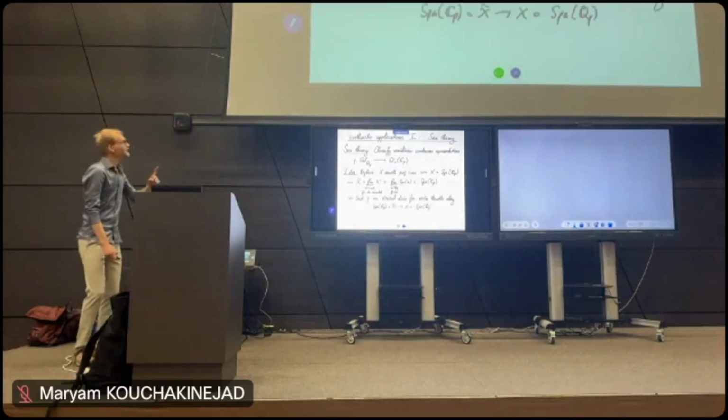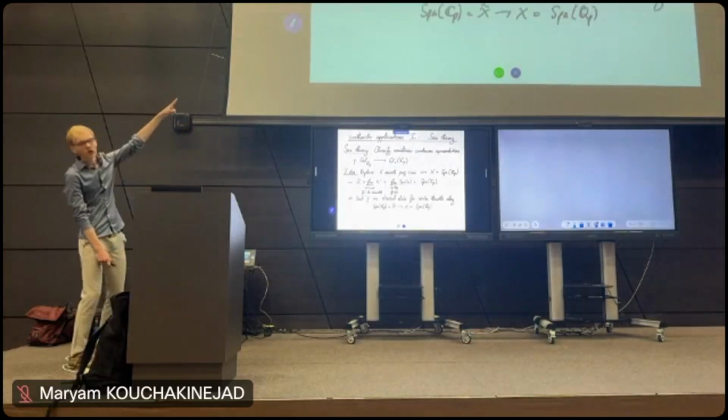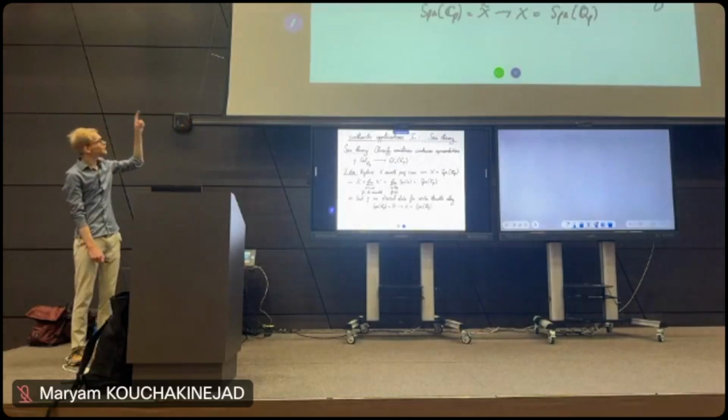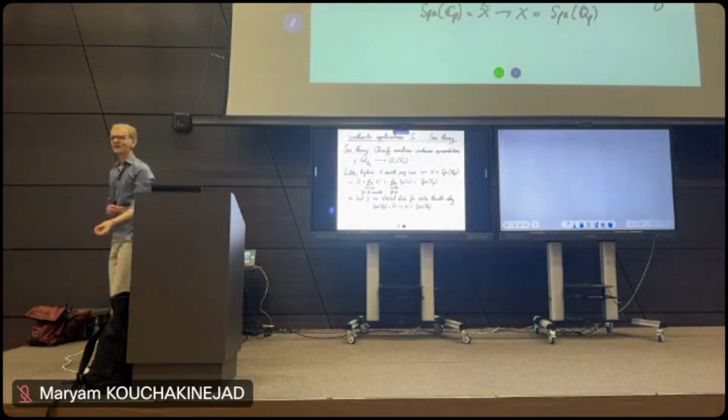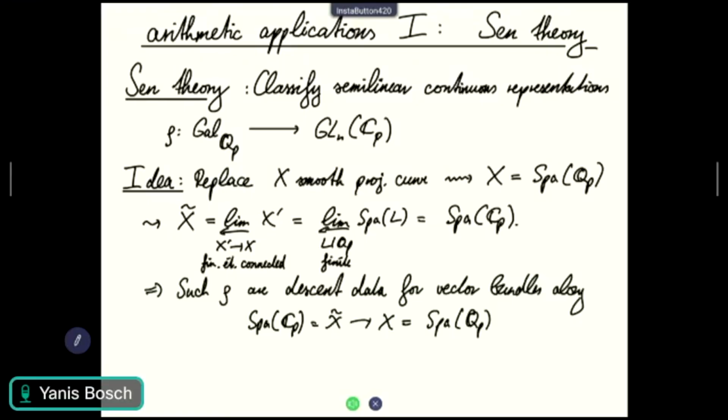And the important point is now that I can reinterpret what these semilinear continuous representations are, namely they are precisely the descent data for vector bundles along this morphism. One can argue that all vector bundles on Spa CP are trivial. A too complicated way of saying this is that this is the dimension 0 case of the p-adic Simpson correspondence. They are the Higgs bundles on the point, and those are trivial. That was a bit stupid. Anyway, so any vector bundle on Spa CP becomes trivial.